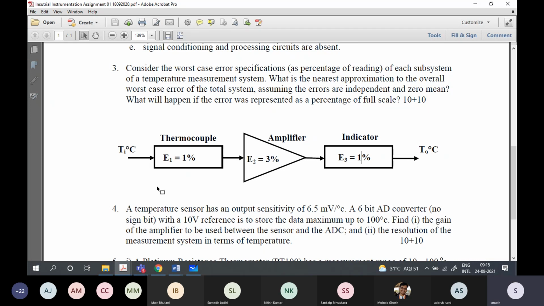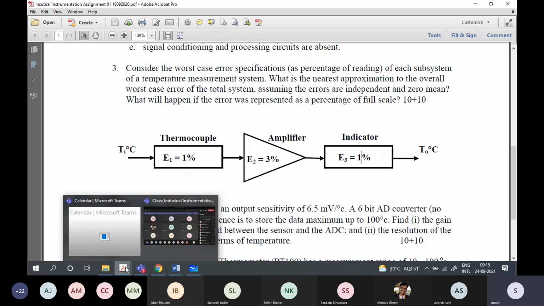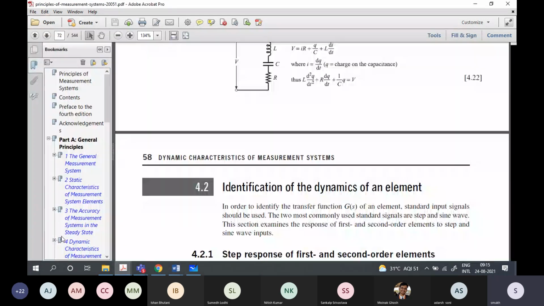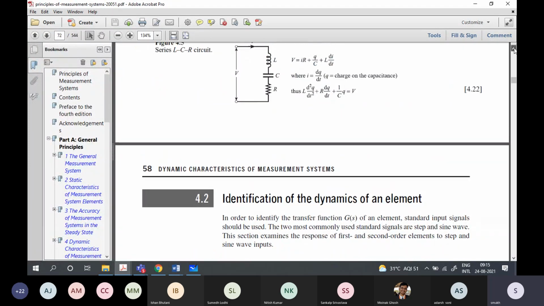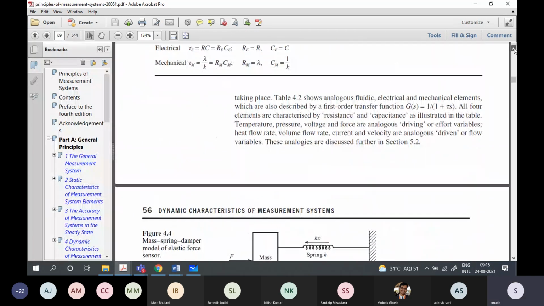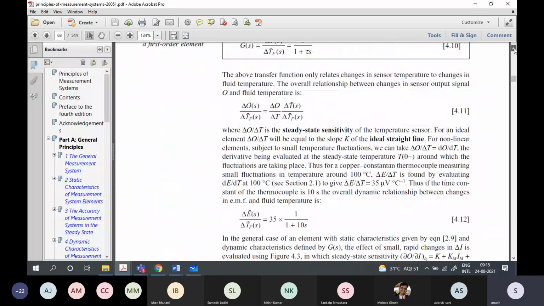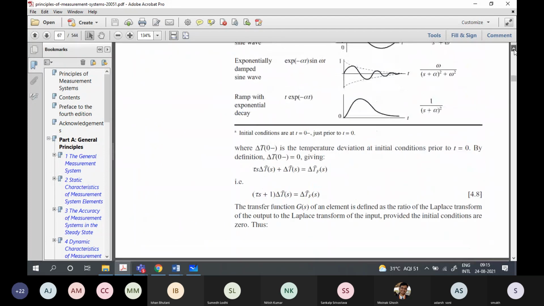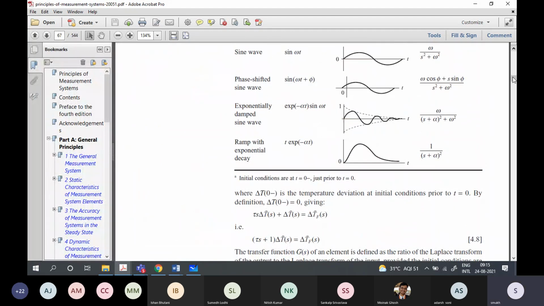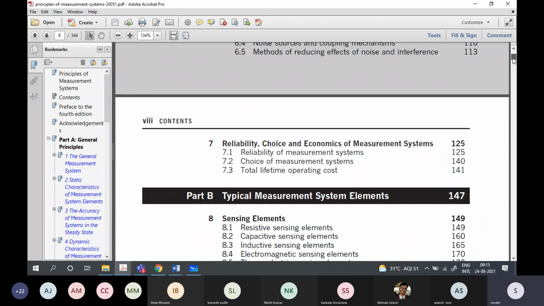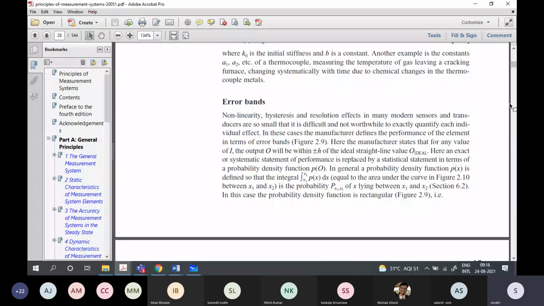In fact, if we go to the book, we can make a quick detour to Principles of Measurement Systems. If you see the end of the book problems, in each of the cases these models are given, right? Sorry, error bands. Let's see.